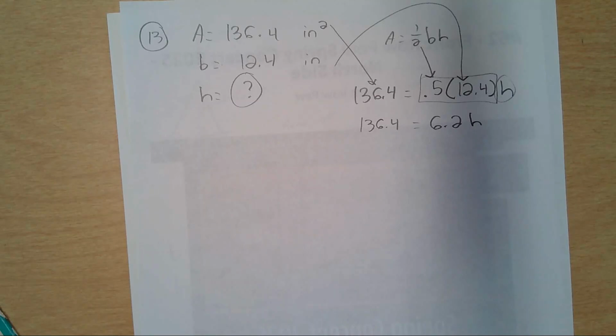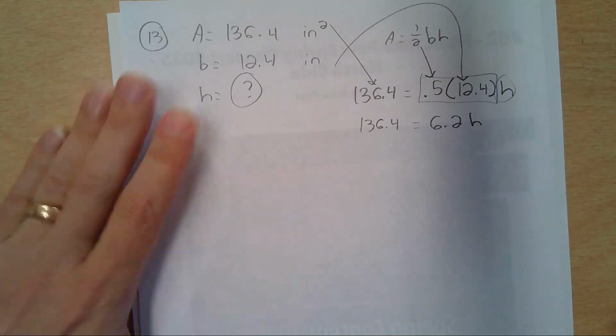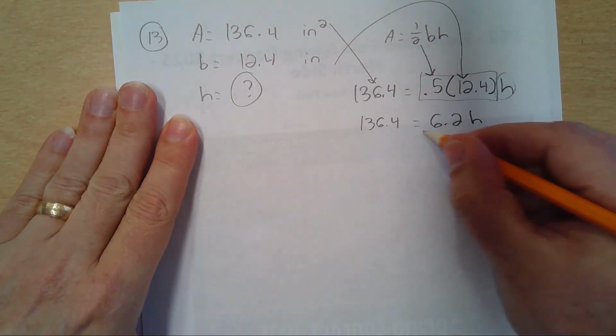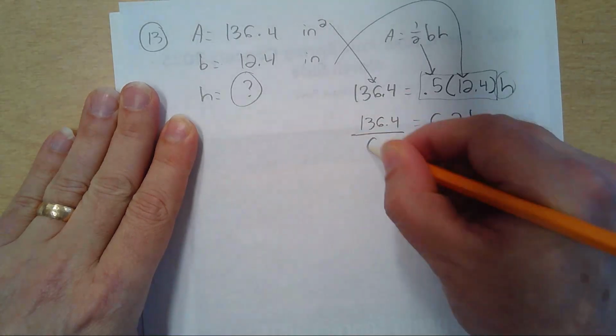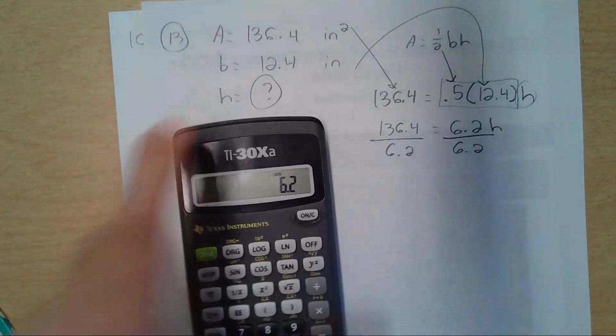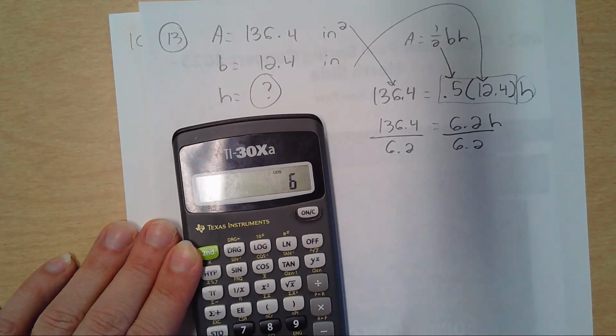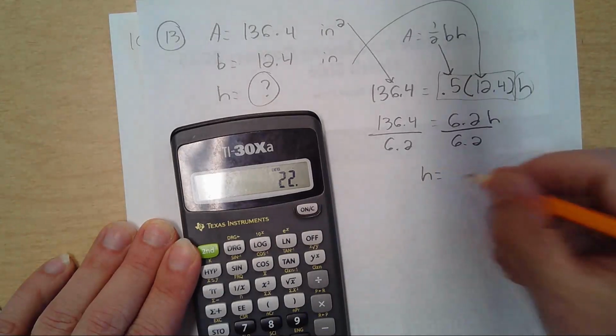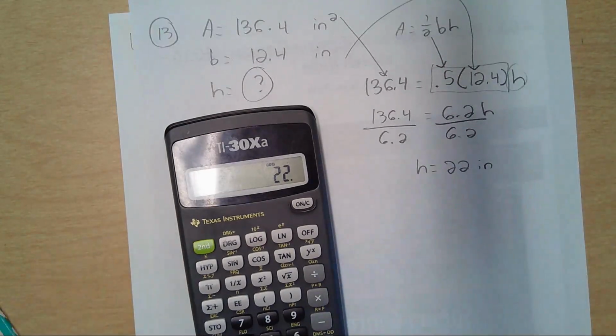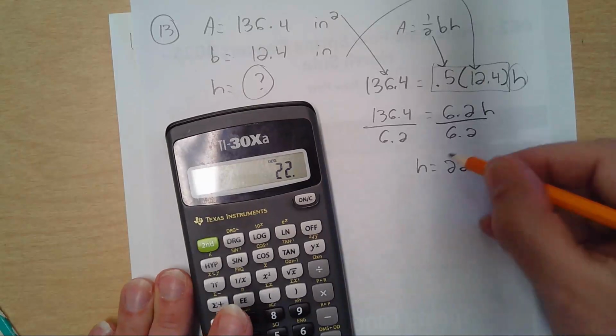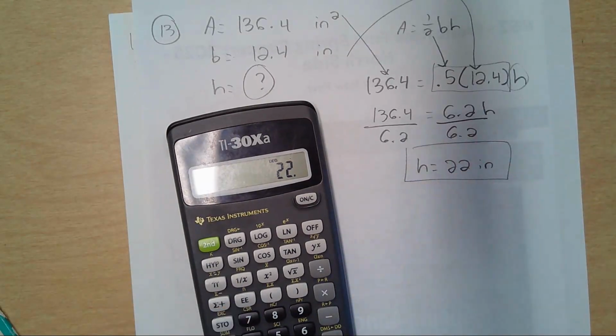Now it's just the one-step equation to finish it off here. Divide. Right. What am I doing to h? Multiplying by 6 2/10. How do I undo that? Divide both sides by 6 2/10 here. 22. Yep, and then take that, divide by 6 2/10. Height 22 inches. Measurements are always just normal units, not square units. And that's it right there.